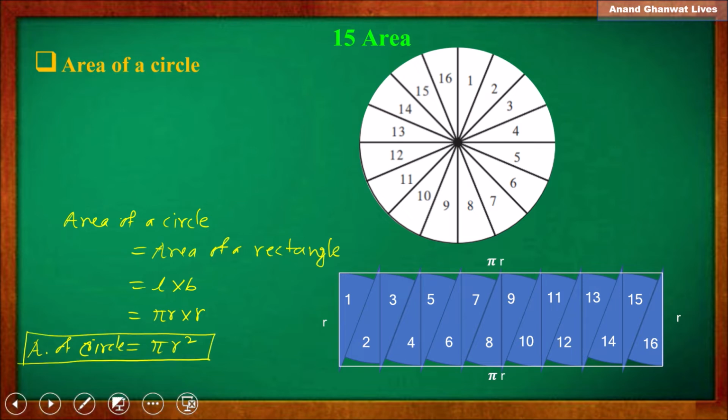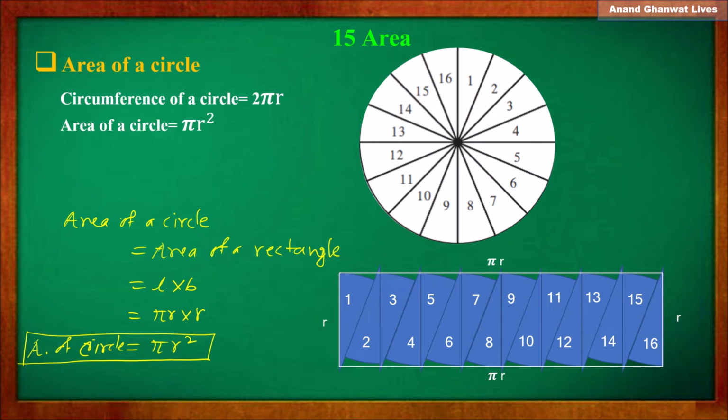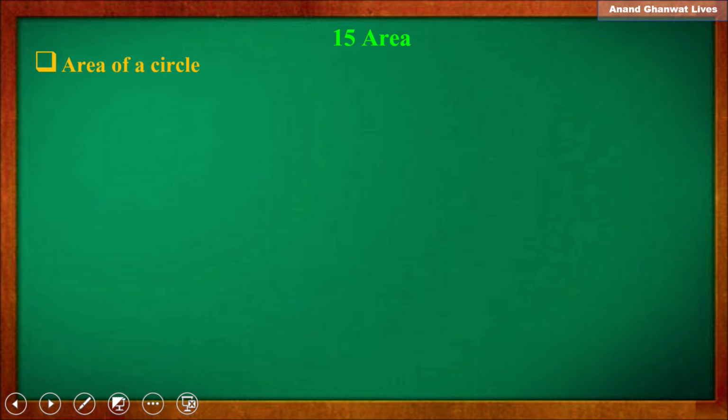And after understanding the formula for area of a circle: circumference of a circle is 2 pi r and area of a circle is pi r square. You have to use these two formulas. Also you have to know that the diameter of a circle is equal to 2 into radius. Okay, now let us solve some examples.